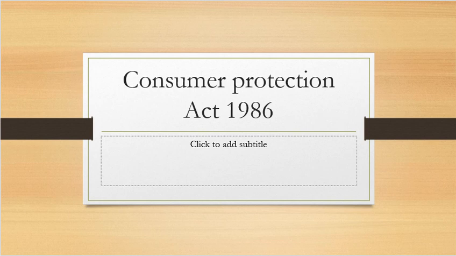So in this video we're going to talk about the Consumer Protection Act 1986. So the Consumer Protection Act basically deals in protecting the rights of the consumers and ensuring that they're not exploited by the unfair trade practices from the side of the producers or from the side of the sellers.